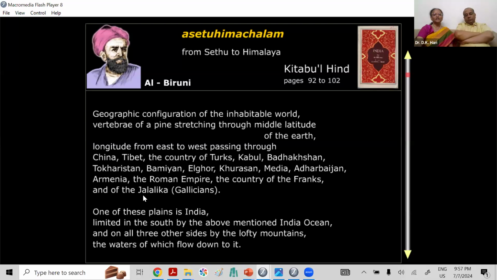And look at this word, Jalalika, for the Galicians. So you get a term we look for, that is for the Galicians, that is West Europe, Gauls. What you call Galicians a thousand years back. You're getting a very interesting insight here. What does he call it? Jalalika. And what is the term we use for? We use the term Jalalika also.